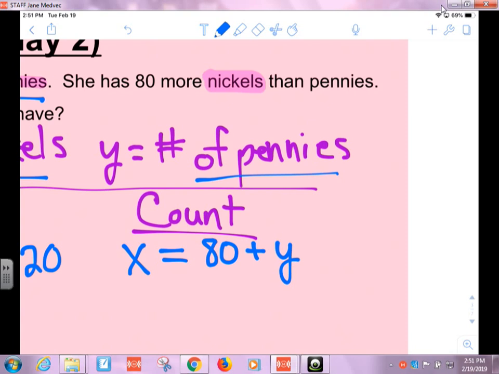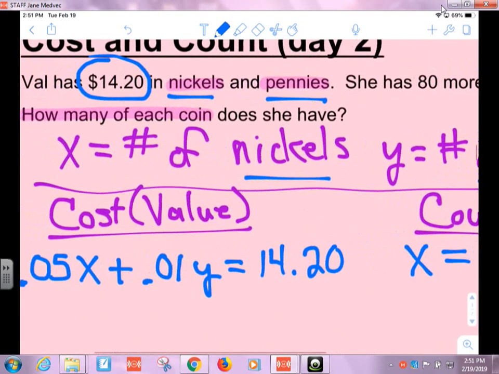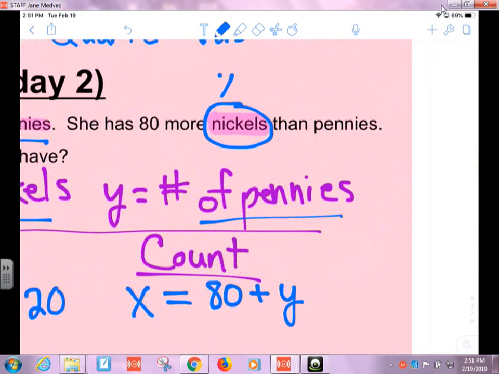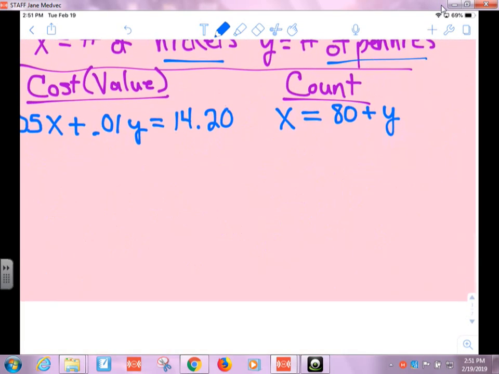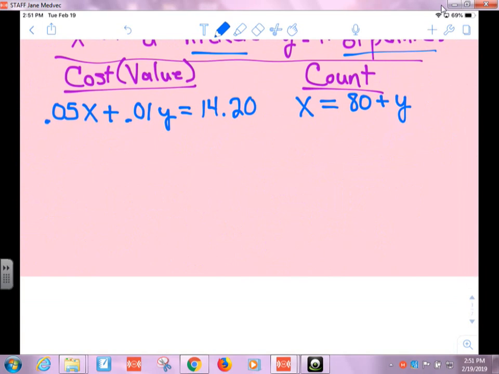So again, look at what you have more of. I have more nickels. You could underline it or circle it. That again is our X in the equation. So this is my X, so that's why it's an X equals. And then this is 80 more than, which is plus, and then of course pennies is my Y. Now you're going to notice that this is all set up for substitution. So this is just perfect for substitution.